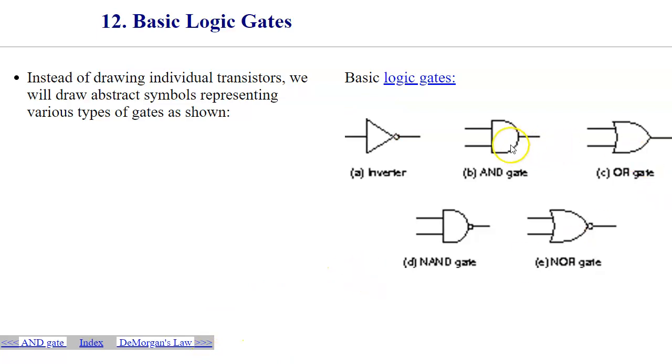And so these are the symbols to remember: an AND gate, an OR gate, a NAND gate, which is a negated AND gate, and a NOR gate, which is a negated OR gate. So simply this is an OR gate which inverts the result of an OR logical function, and this is the AND gate that reverses or inverts the result of an AND logical function.